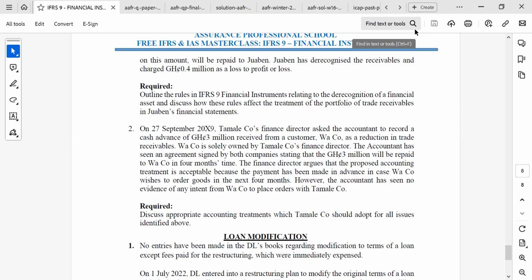Yes, Linus, please. I also realized that the company WACO is solely owned by the finance director of WACO. Okay. So in that case, will it be appropriate to say something about ethical issues? If they ask you about ethical issues in this question, then you bring in those points. That will be an ethical issue.